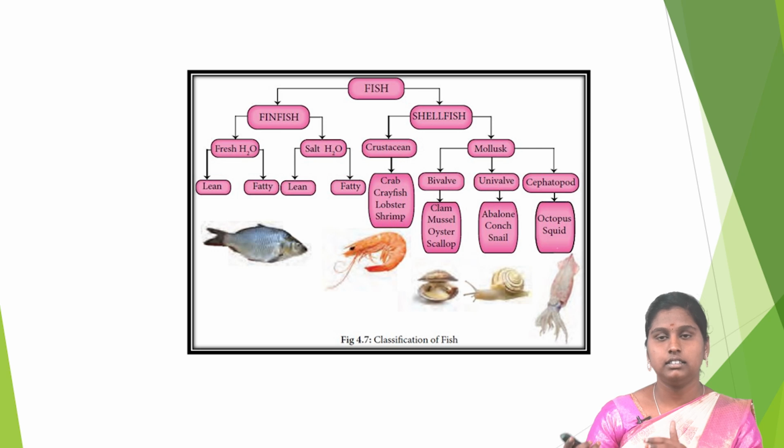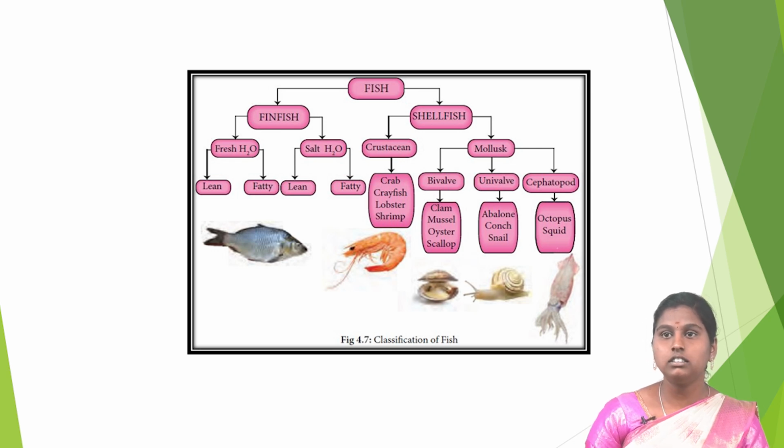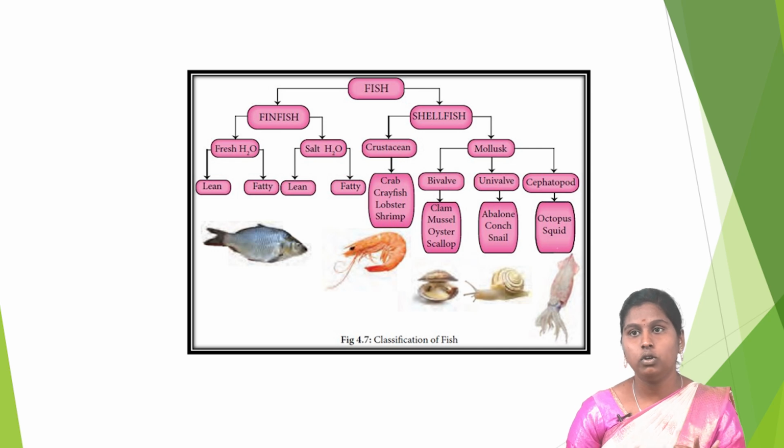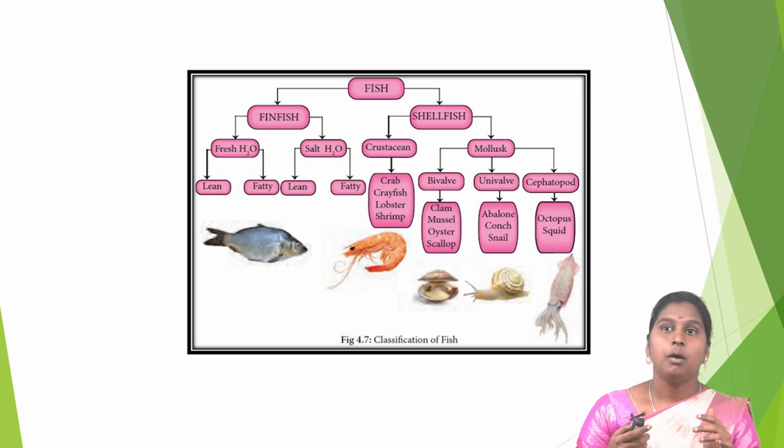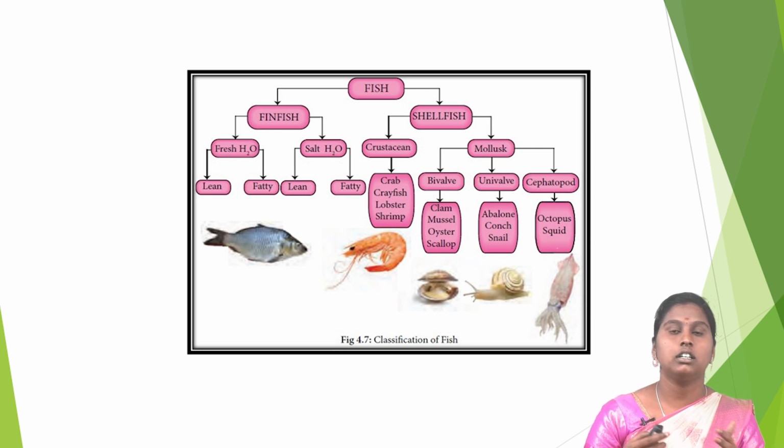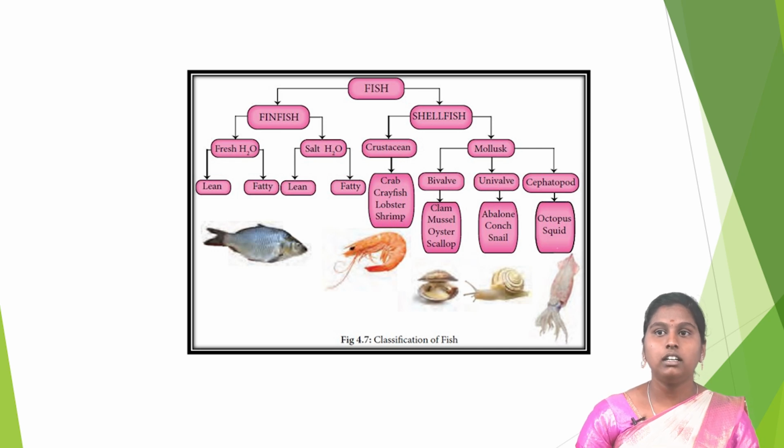Next, shellfish. Shellfish is divided into crustacean and mollusk. Crustaceans include crab, crayfish, lobster, shrimp. Next, mollusk. Three types: bivalve, univalve, cephalopod. Bivalve: clam, mussel, oyster, scallop. Univalve includes abalone, conch, snail. Cephalopod includes octopus, squid. This is the classification of fish.